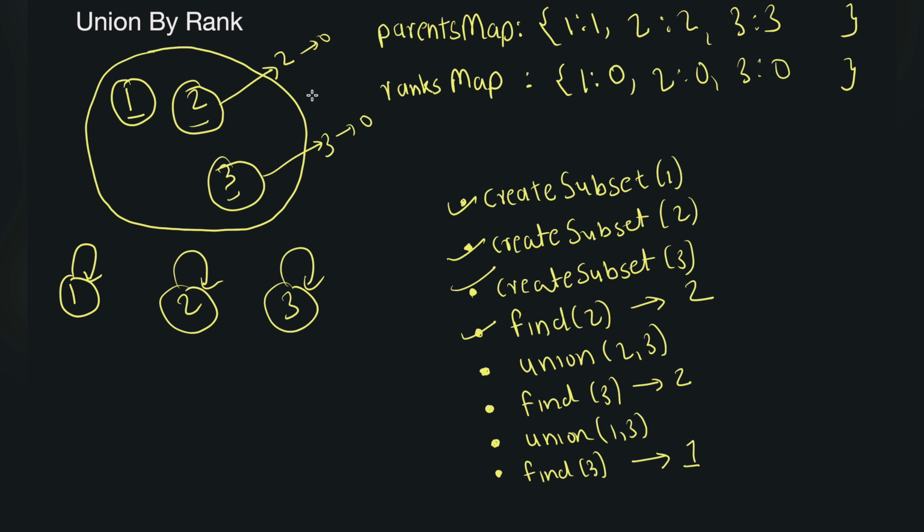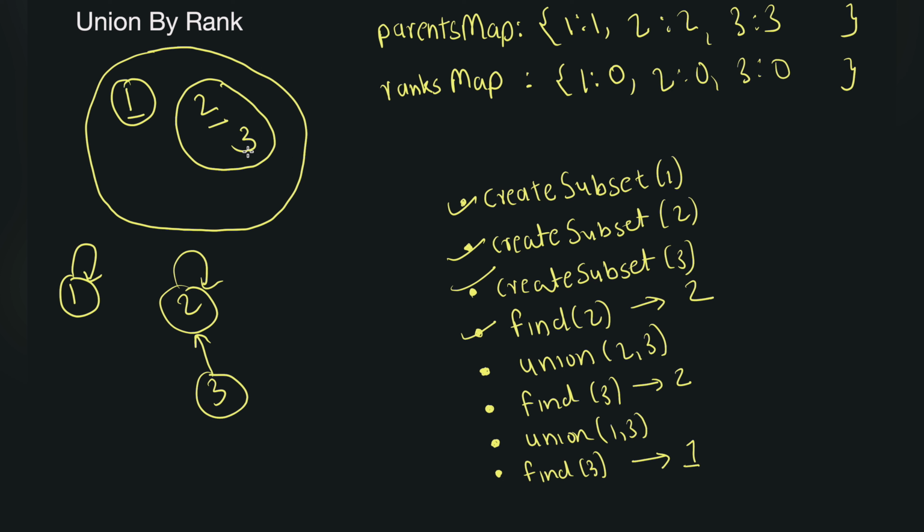Let me just combine these two subsets by making 2 as the parent. I have combined these two subsets to make the 2 as the parent. So I'll make corresponding changes in parents map as well. The parent of 3 has now become 2.